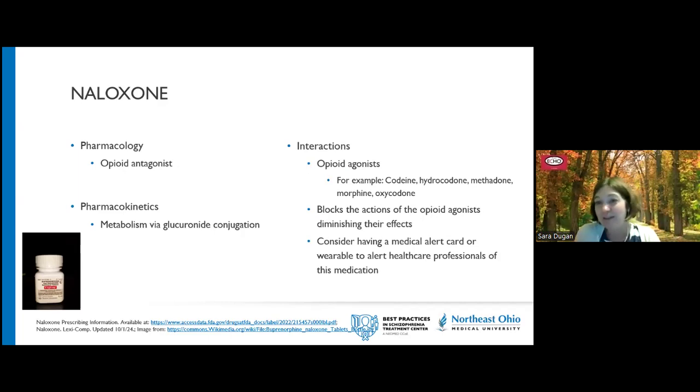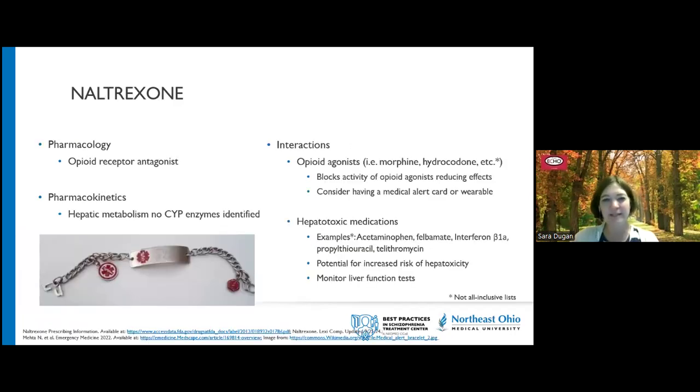It may be worth having either a medical alert card or some type of wearable, whether it's a bracelet or a necklace, something that alerts healthcare personnel. So if a patient's in an accident, is not able to provide their medical history and they require surgery where they're going to need some type of pain control, that alerts the healthcare professionals that this is on board and may be problematic for them. So that really is the biggest issue with naloxone.